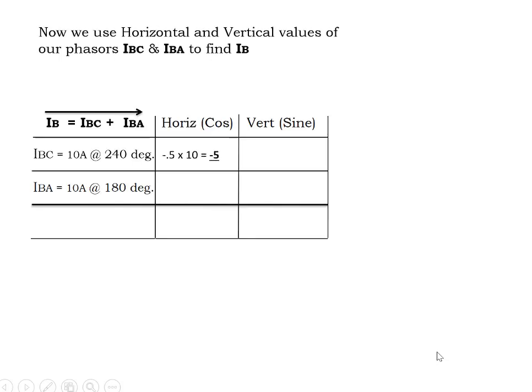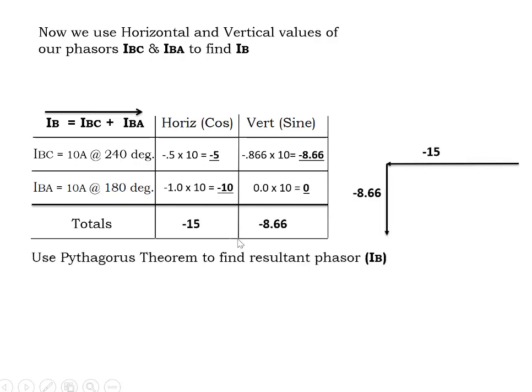So in order to figure out our line current, we have to break each phase current into horizontal and vertical. If we take 10 amps at 240 degrees, break it into horizontal and vertical value, and take 10 amps at 180 degrees and break it into a horizontal and vertical value, we'll get totals, again, that will make up the total horizontal value and the total vertical value for our line current B. And we would use Pythagoras' theorem, the square root of 15 squared plus 8.66 squared.